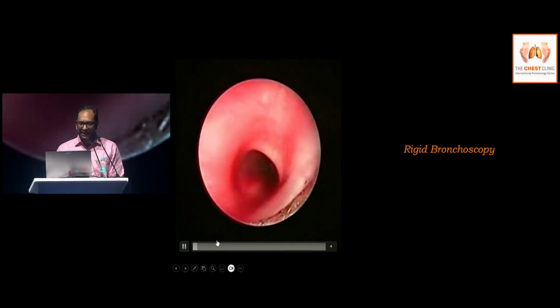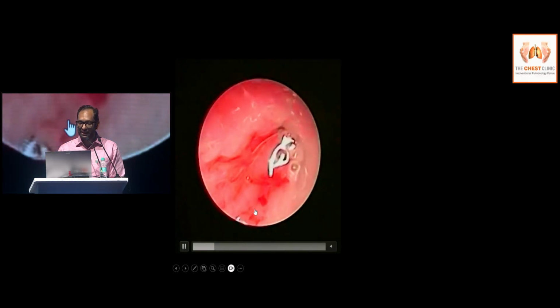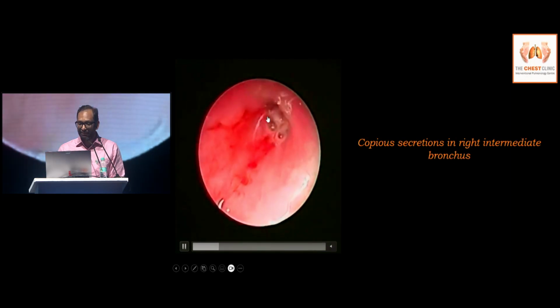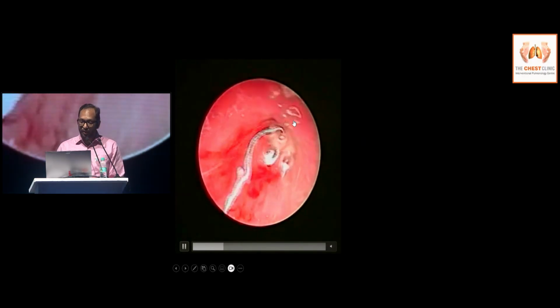So initially I did a rigid bronchoscopy. We saw some secretions there. Once you clear the secretions, you can see that's the lower lobe bronchus. You can see the middle lobe bronchus there. The foreign body is deeply impacted in the right lower lobe bronchus.